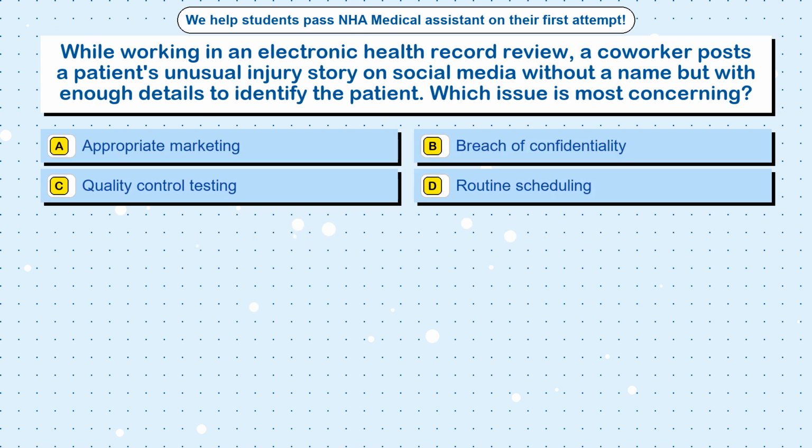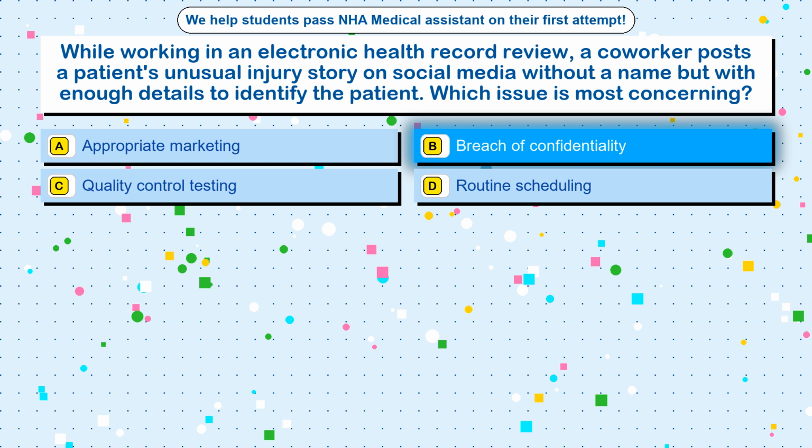Question 5. While working in an electronic health record review, a coworker posts a patient's unusual injury story on social media without a name but with enough details to identify the patient. Which issue is most concerning? Option A. Appropriate marketing. Option B. Breach of confidentiality. Option C. Quality control testing. Option D. Routine scheduling. The correct answer is option B.